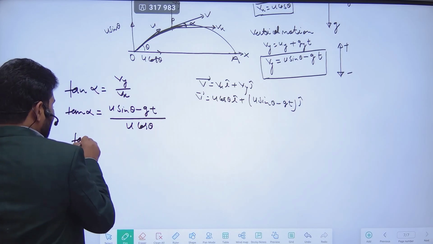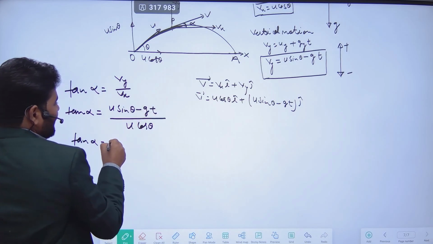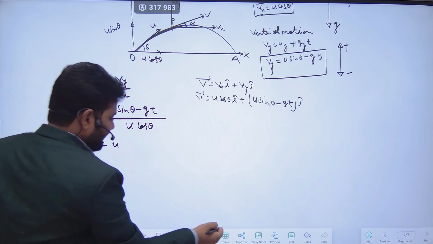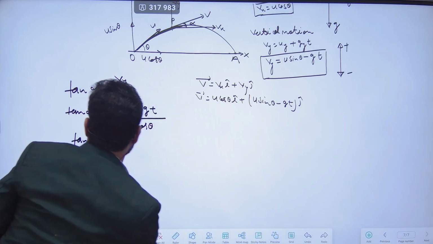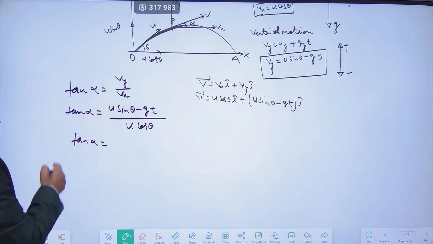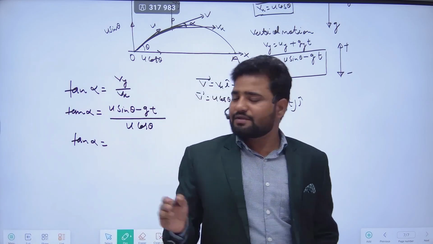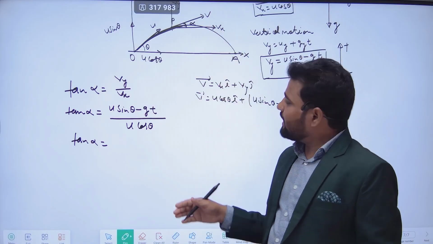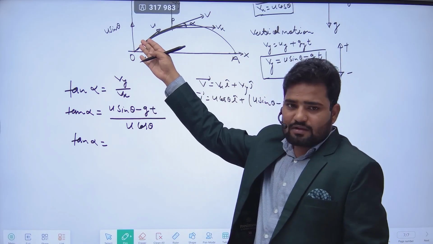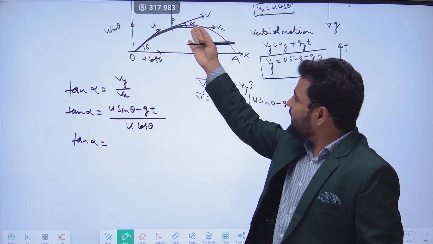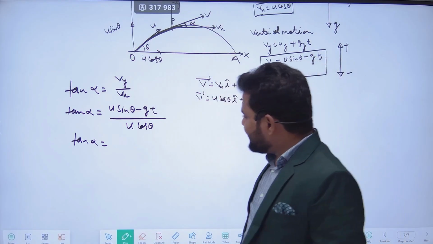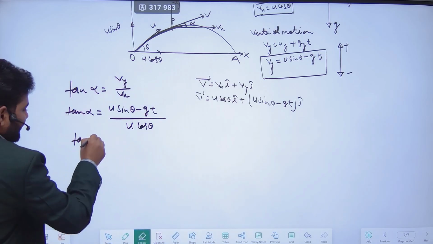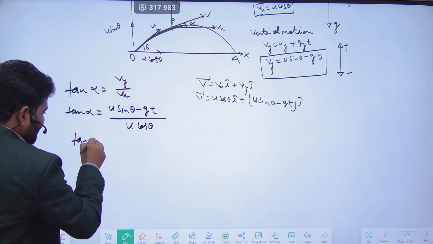So from here tan alpha is equal to u sine theta minus gt upon u cos theta. Now we can take a question: after what time from the point of projection will the projectile make an angle of 45 degrees? For this we'll have to put 45 degrees here.